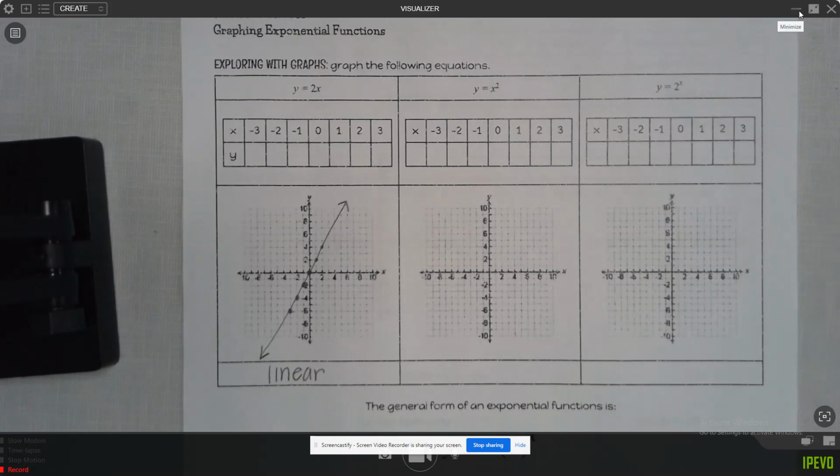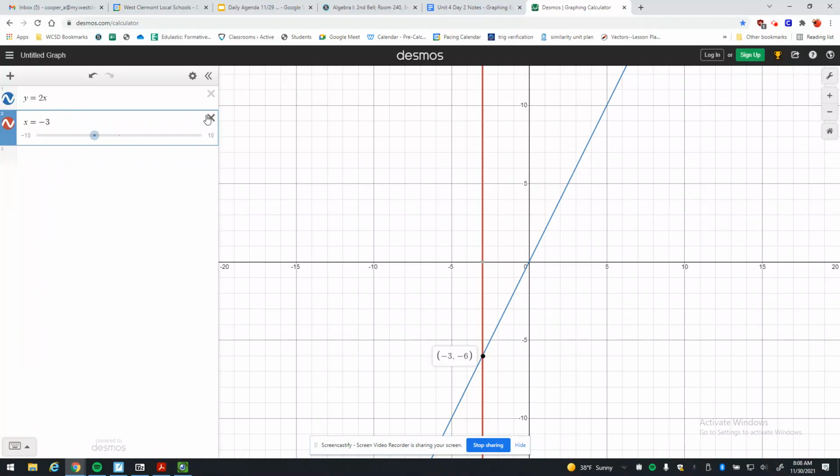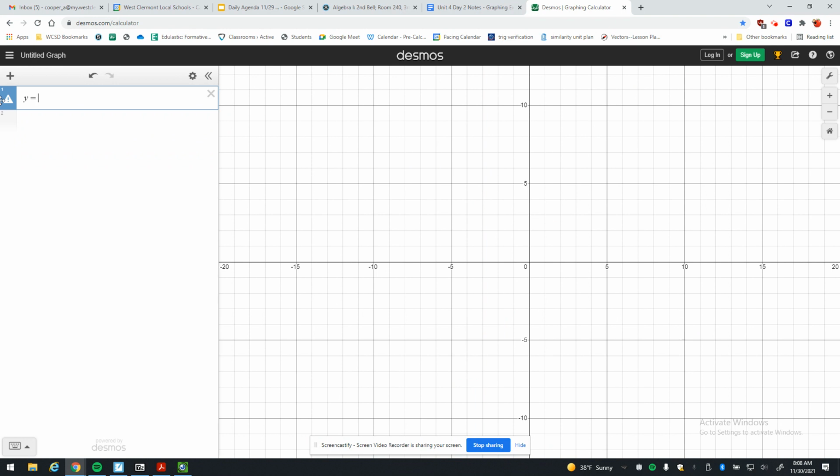Okay. Go back to Desmos. We're going to change this one. What's my next equation say? It says y equals x squared, right? How do I do y equals x squared in Desmos? I do an x, and then how do I get this squared? You have to shift 6 for squared.